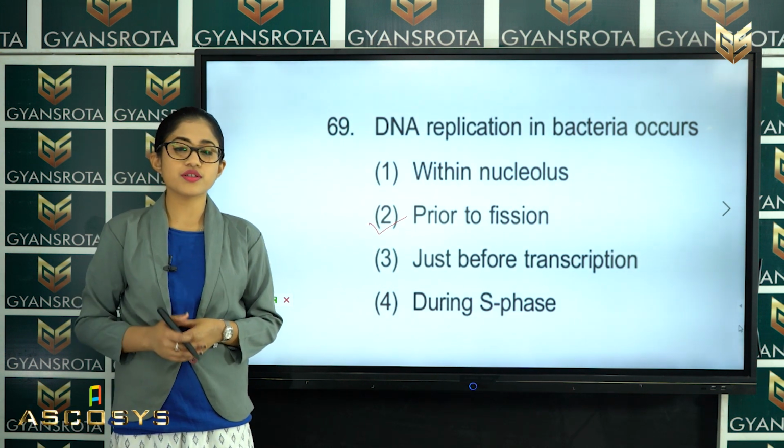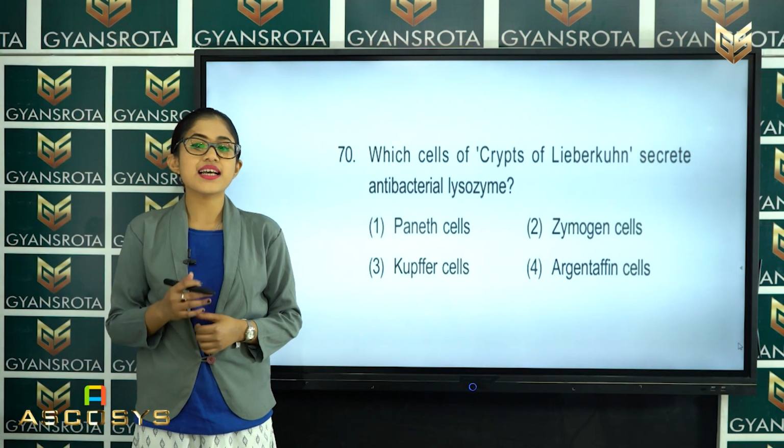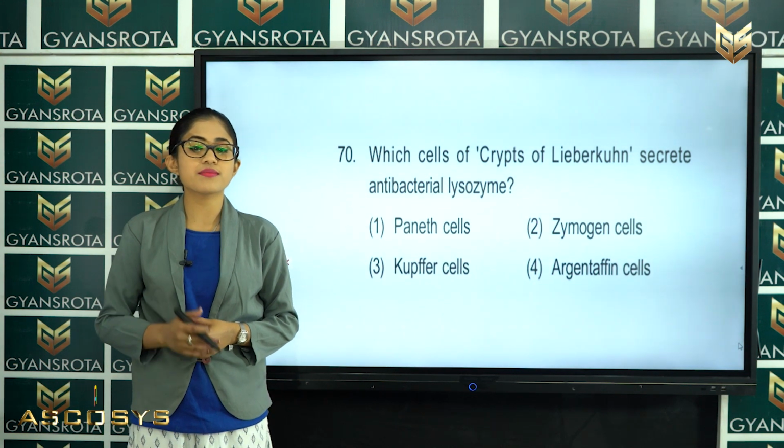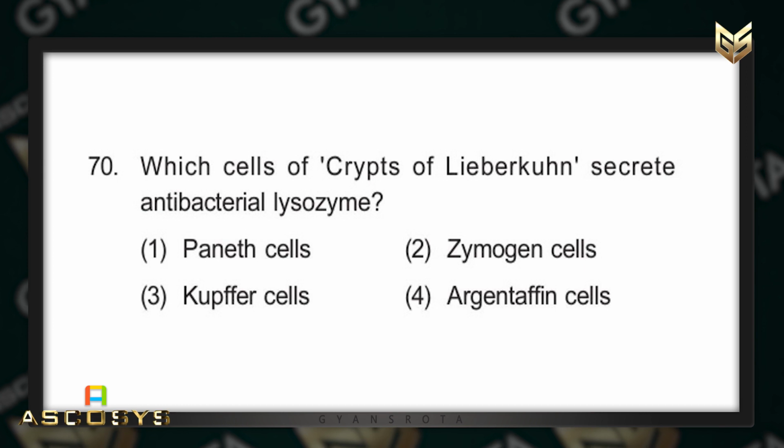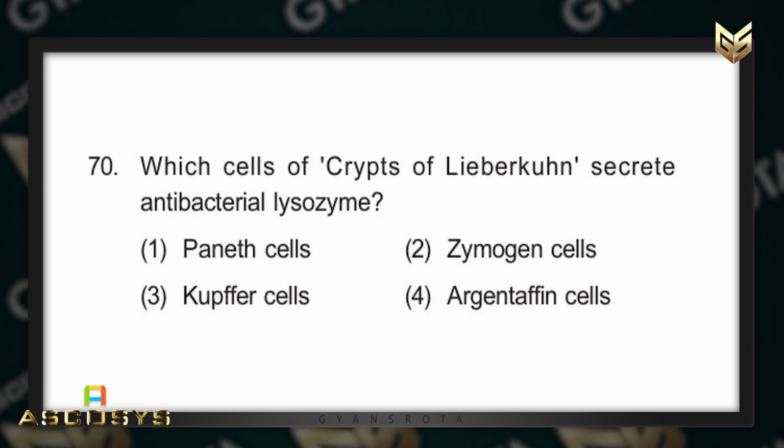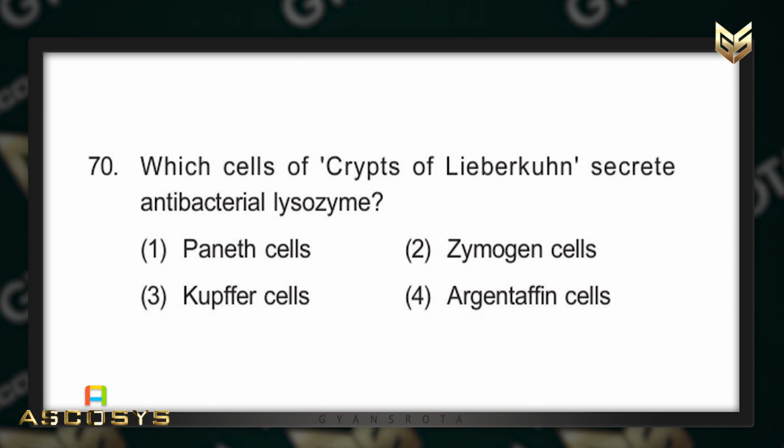Now, let us move on to the next question. And the next question, as you can see here, question number 70. Which cells of crypts of Lieberkühn secrete antibacterial lysozymes? Paneth cells, zymogen cells, Kupffer cells or argentifying cells.